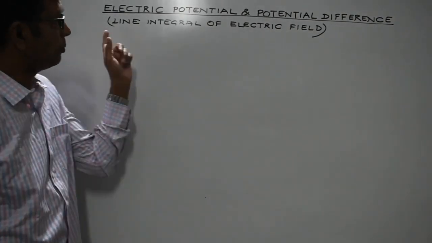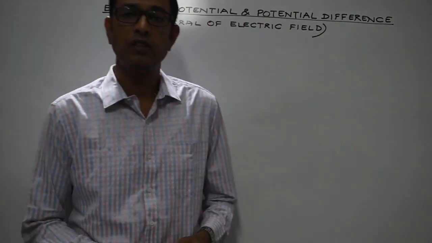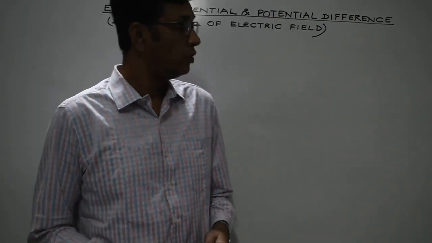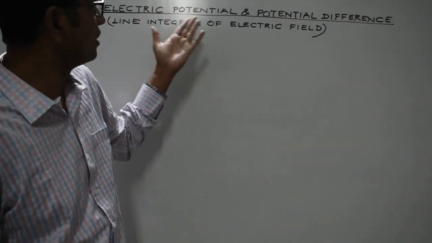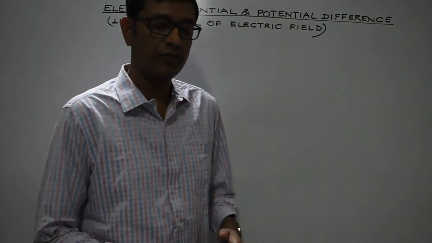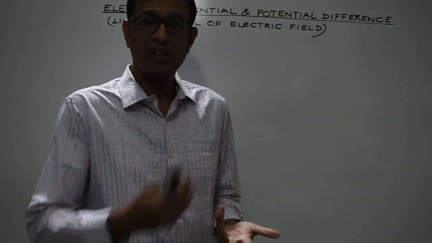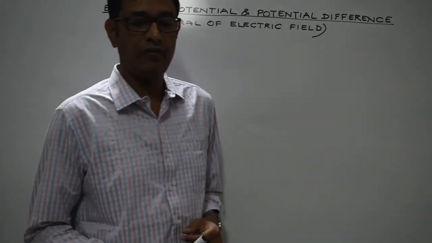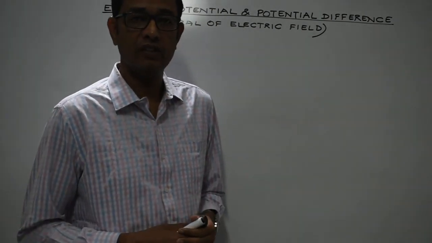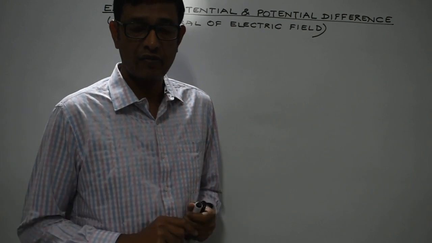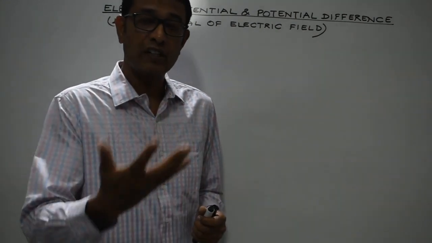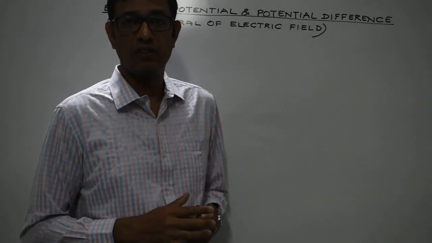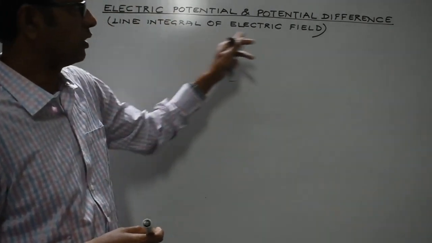Okay, the topic is electric potential and potential difference. First, in order to actually understand the meaning of potential and potential difference, we need to start systematically, right? We need to first understand the line integral of electric field and its physical significance. We are already aware of electric field. So, what's the significance of the line integral of electric field?